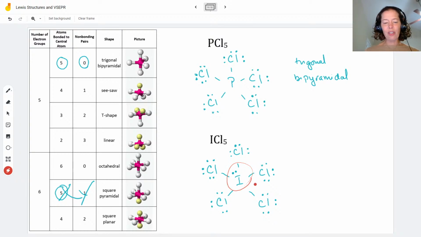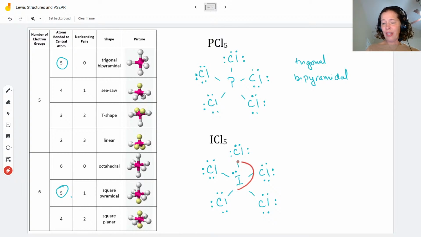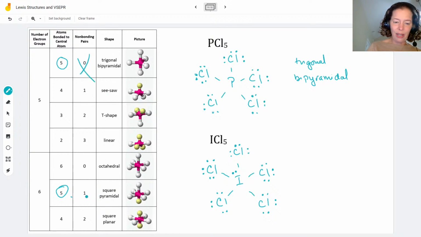Okay, so our iodine, our central atom. How many atoms is it bonded to? 1, 2, 3, 4, 5. Okay, so it can be that one or it could possibly be this one. But we need to check non-bonding pairs. So in this case, iodine has 1 non-bonding pair, so it's not this one. It's going to be this one, so we are square pyramidal.